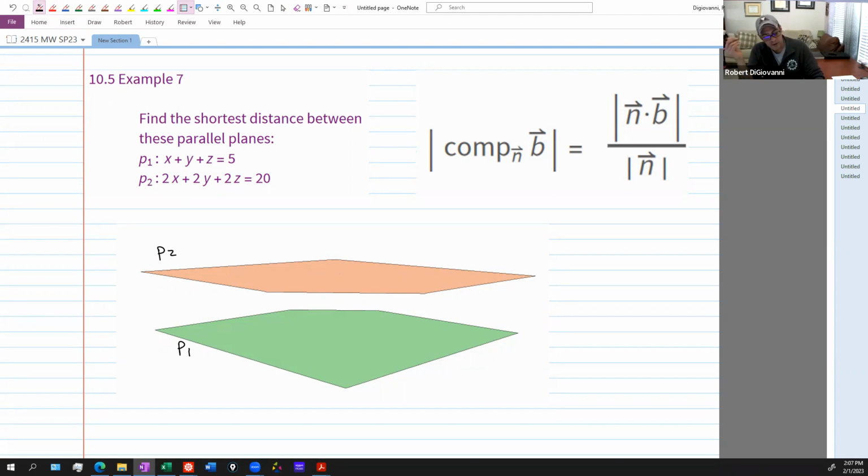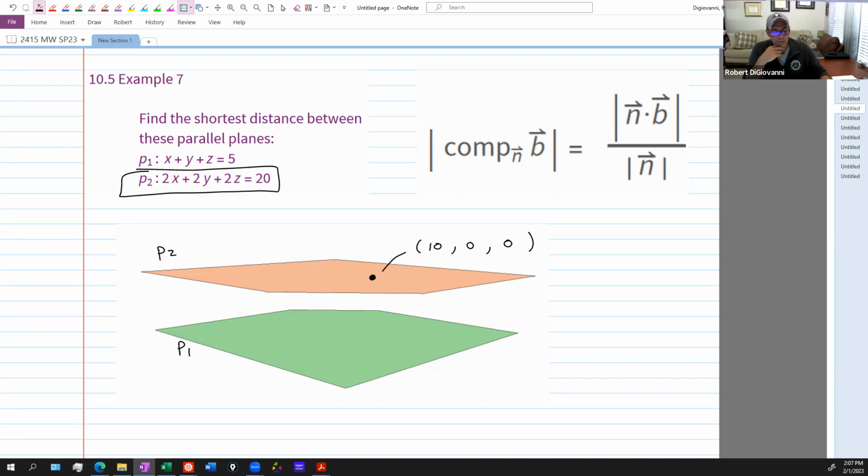So I need to first find a point on the second plane, a point on plane 2. So any X, Y, and Z that we can come up with that would satisfy that equation. And I've got a pretty simple one. How about 10, 0, 0? Right? If I plug in 10 for X, 0 for Y, and 0 for Z, that equation would be satisfied, right? So that in fact is a point on that plane.